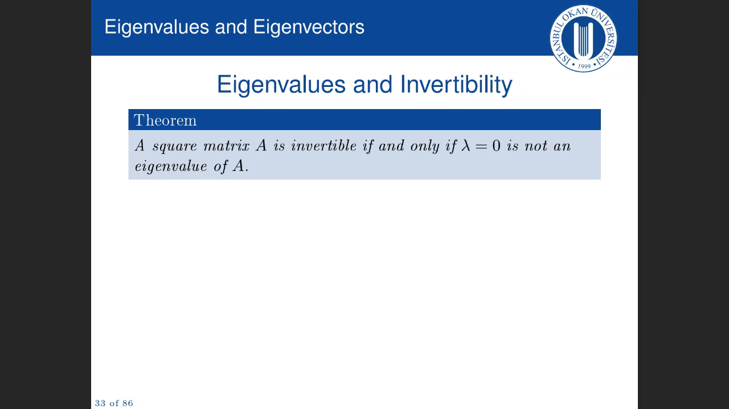Next, let's talk about eigenvalues and invertibility. I have a theorem which says that a square matrix A is invertible if and only if lambda equal to 0 is not an eigenvalue of A. And I want to prove this.